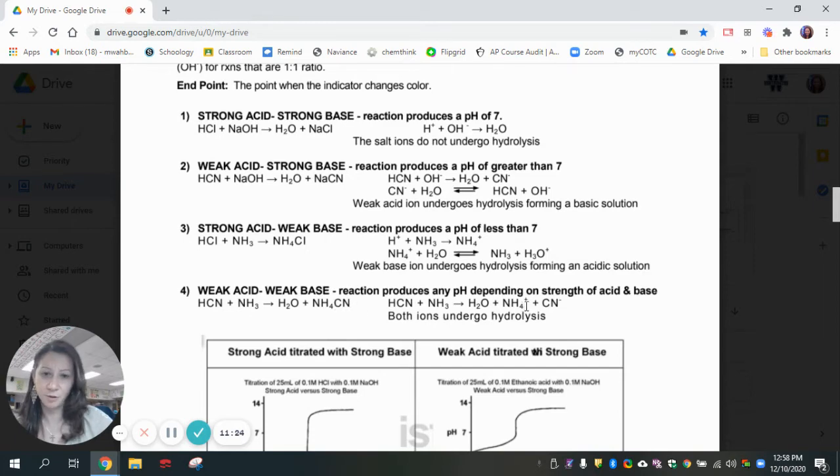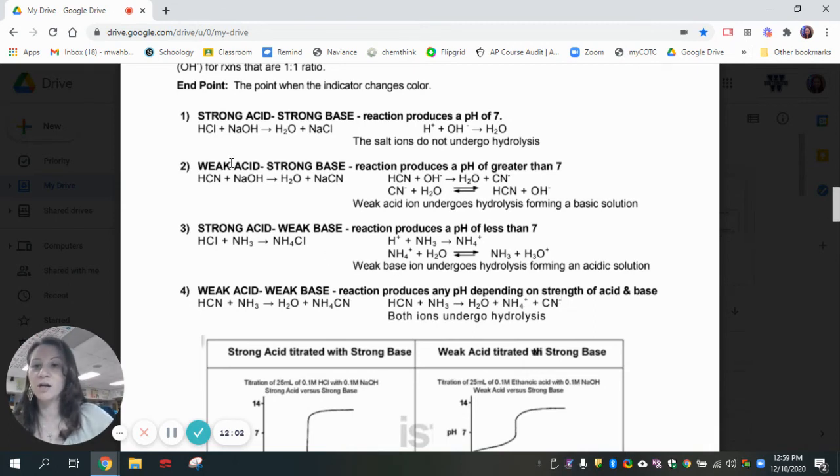Basically, both of your ions here can undergo hydrolysis. And so there is no way for you to know what the pH would be at the equivalence point, because the NH4 plus undergoes hydrolysis to form H pluses. The CN minus undergoes hydrolysis to form OH minuses. And so it depends on which one has a higher Ka or Kb. Is the Ka for NH4 plus, or is the Kb for CN minus larger in value? The one that is larger is going to basically produce more of those ions, and the pH will be either higher or lower than 7, depending on which one.